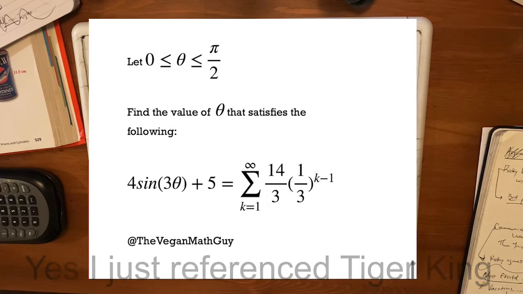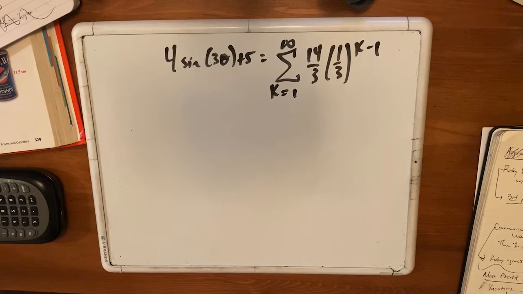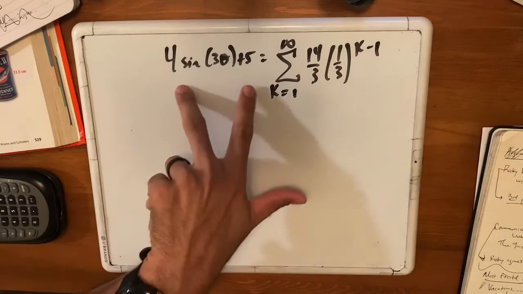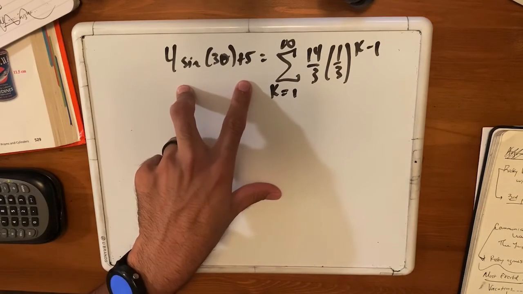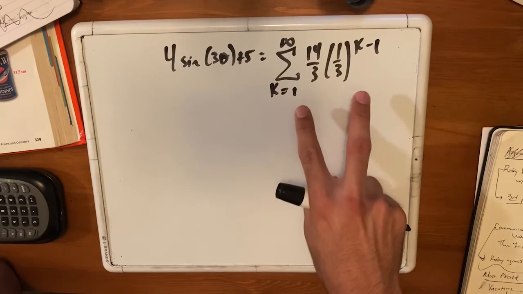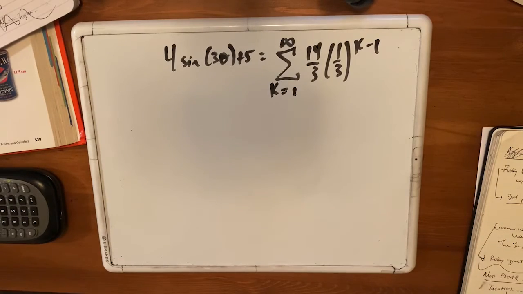Today we're going to solve the previous problem that was on my Instagram page. So the first thing that we want to do is identify what type of problem we have. It looks like we have a trig equation that we need to solve, and that's equal to a series. That series is a geometric series, and of course it's going to be an infinite series, so we need to know the equation for that.